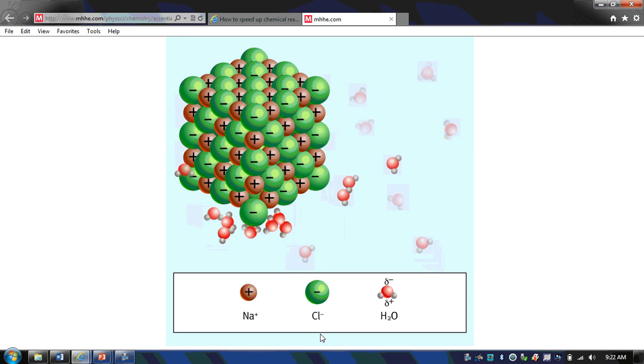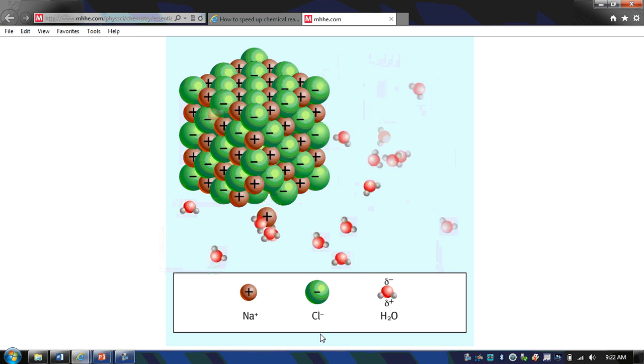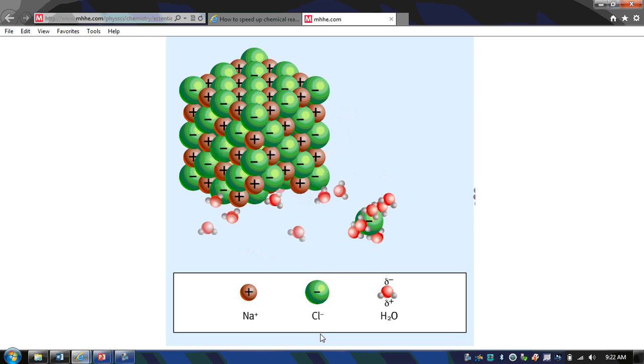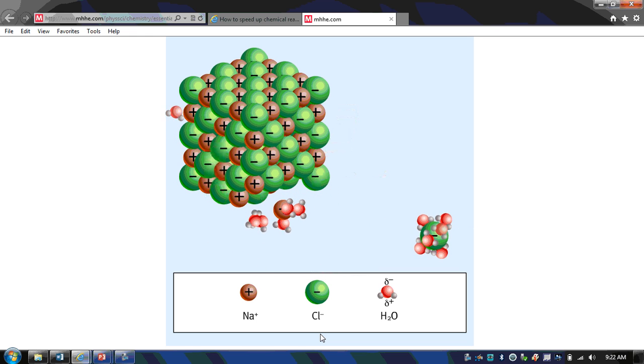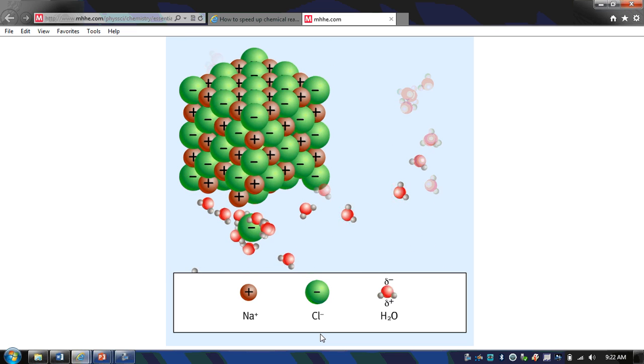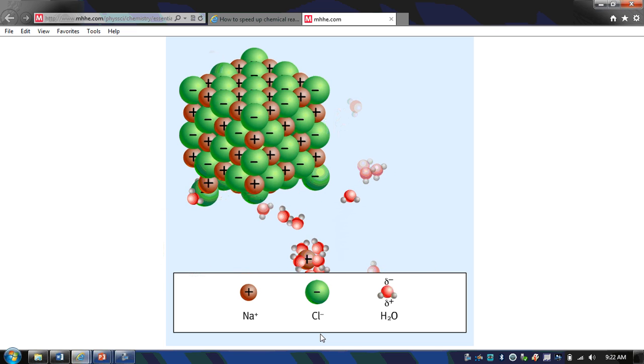Polar water molecules interact with the positive and negative ions of a salt. The positive ends of the water molecules are attracted to the negative chloride ions. The negative ends of the water molecules are attracted to the positive sodium ions. This interaction between the water and the salt ions causes a salt to break apart or dissolve in water.